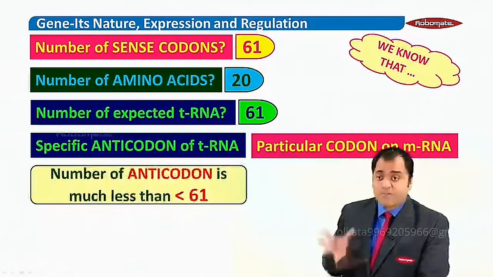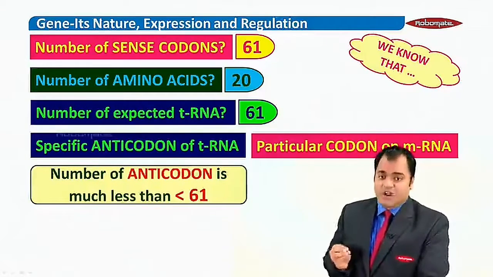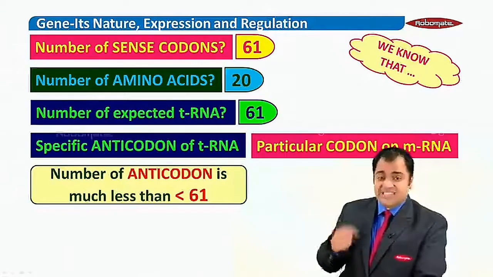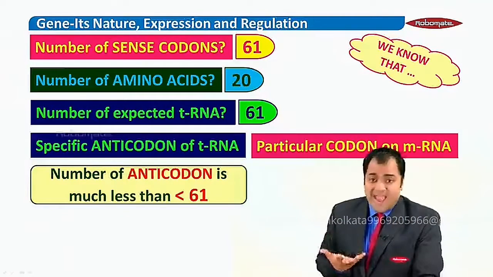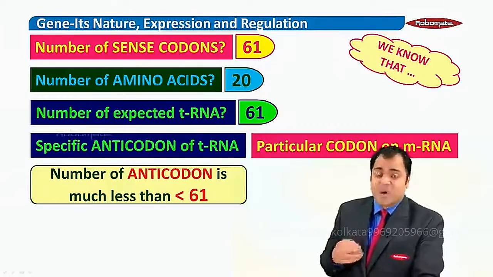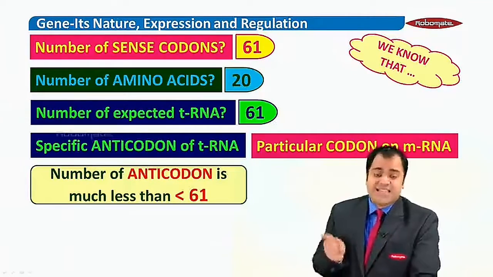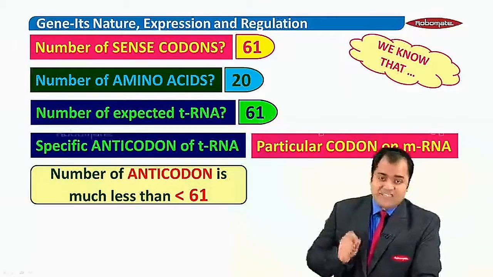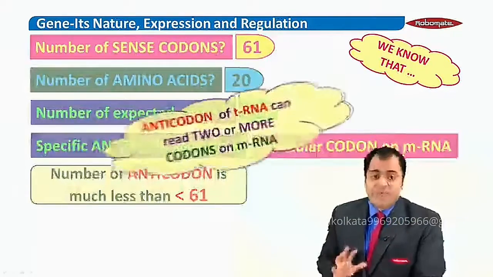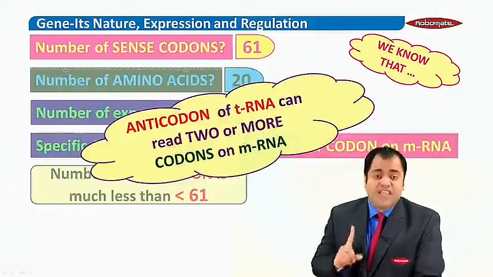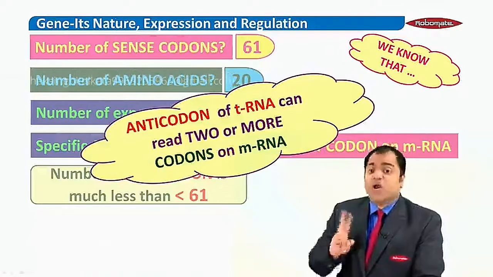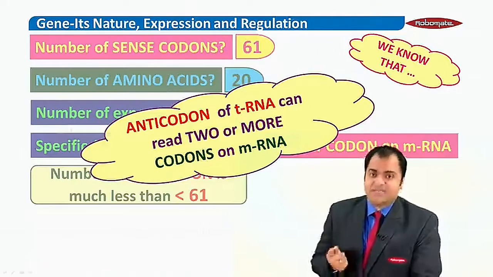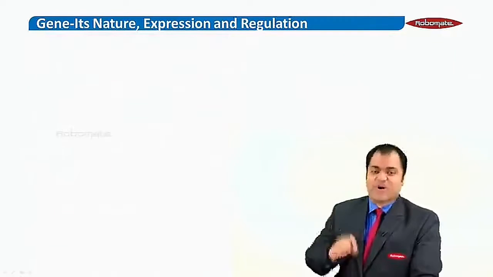But remember, there are much fewer anticodons that you would see in your cell, or much fewer tRNAs in your cell. Now why is that? Why are there fewer anticodons, or why are there fewer tRNAs? To understand this, we will talk about the wobble hypothesis in the next module. Okay? So remember that an anticodon of tRNA can read 2 or more codons on the mRNA. And how or why is that possible? We'll see that in the next module.